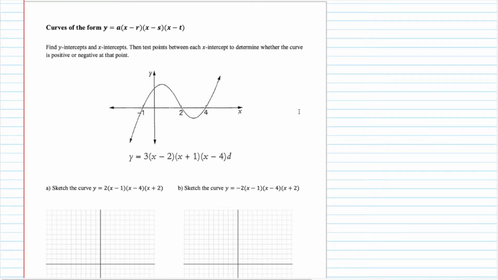Hello everyone, welcome back. So in today's lesson, what I'm going to go through are some more fancy cubic curves. The more fancy cubic curves are written in this kind of form, as you can see. Y is equal to a(x minus r)(x minus s)(x minus t).